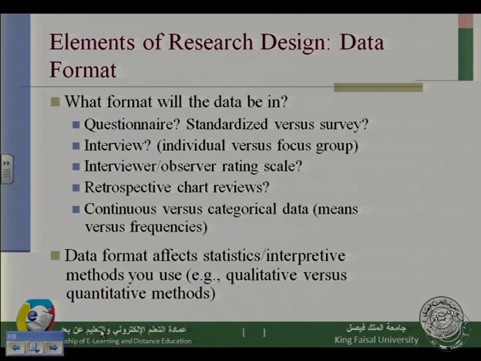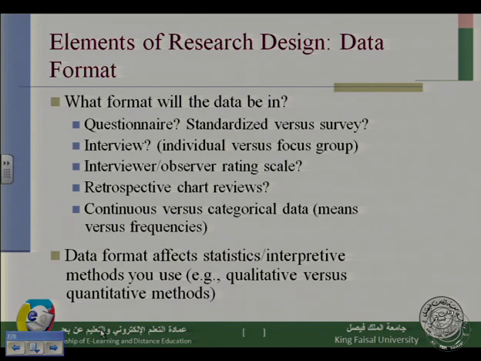Retrospective chart reviews. Well, this is something that we can skip. Continuous versus categorical data, means versus frequencies. Also, we are going to skip this for the time being, because this has to deal with results, and we are going to talk about results in later lectures. Data format affects statistics.